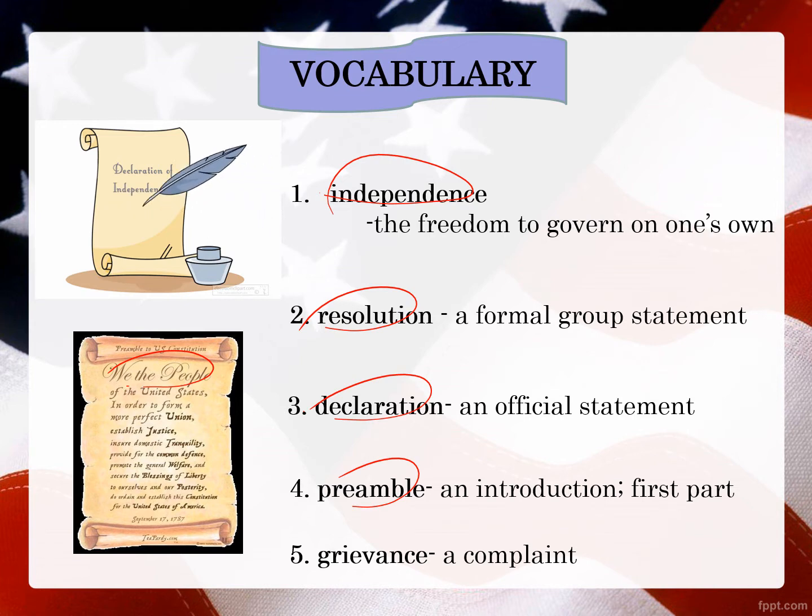And the last one, we have grievance, which means a complaint, or an unjust or unfair act. All right, so again, we have the words independence, resolution, declaration. Number 4 is preamble, and 5, grievance.